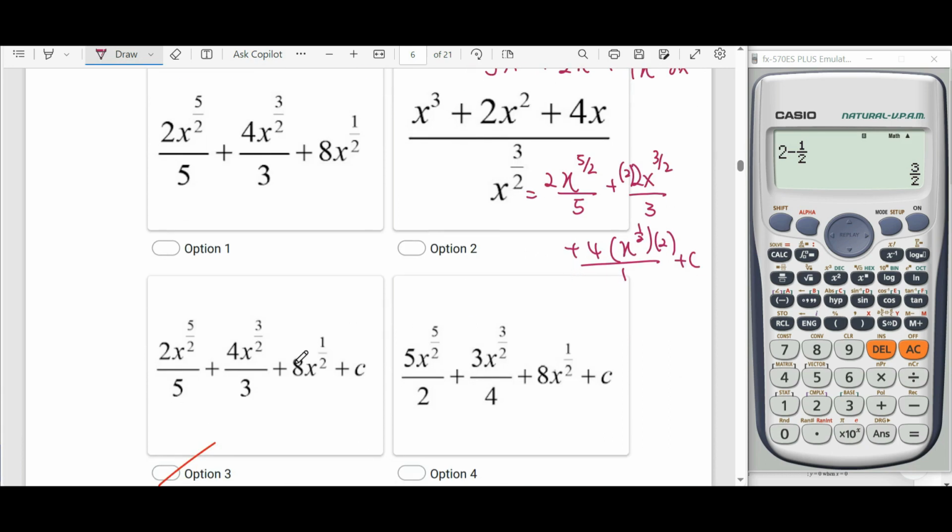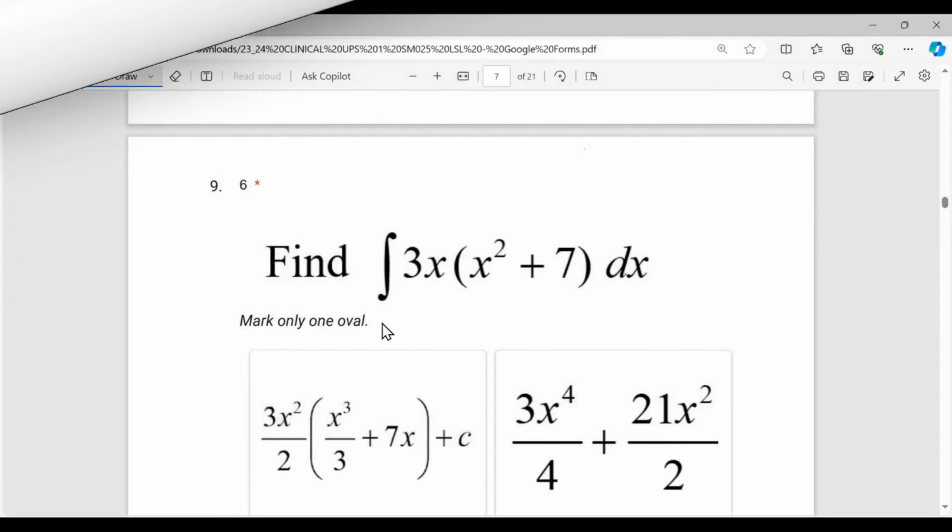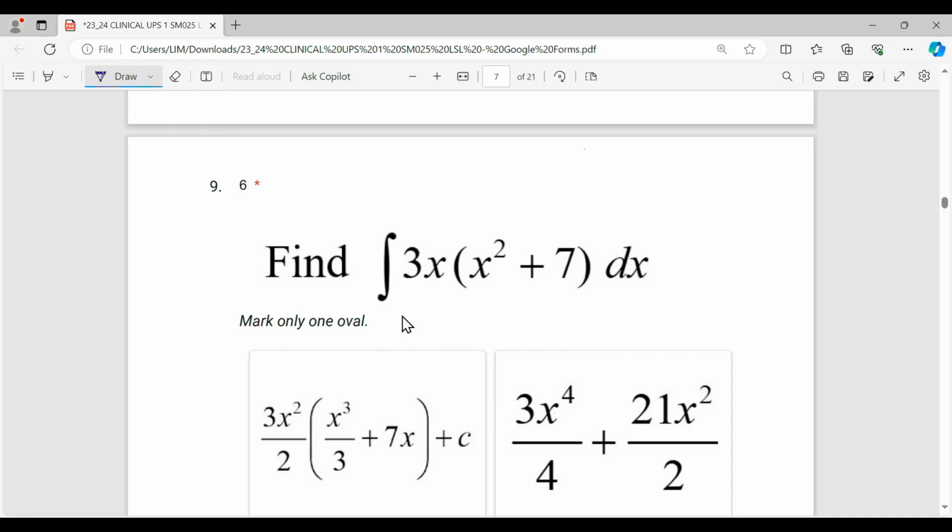So we check the answer here. 2x to the power of 5 over 2, over 5. Okay, so this is wrong. Therefore, option 3. This question, as we can see, can be simplified.